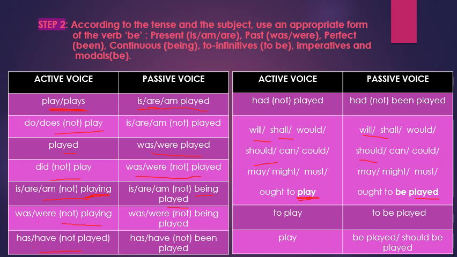There is one more thing. If you have used a to infinitive in your sentence, like here we have to play, it will turn into to be played. This verb be will be used between the main verb and the modal. So to play will become to be played. Play will become be played or should be played. So I hope this concept is clear.